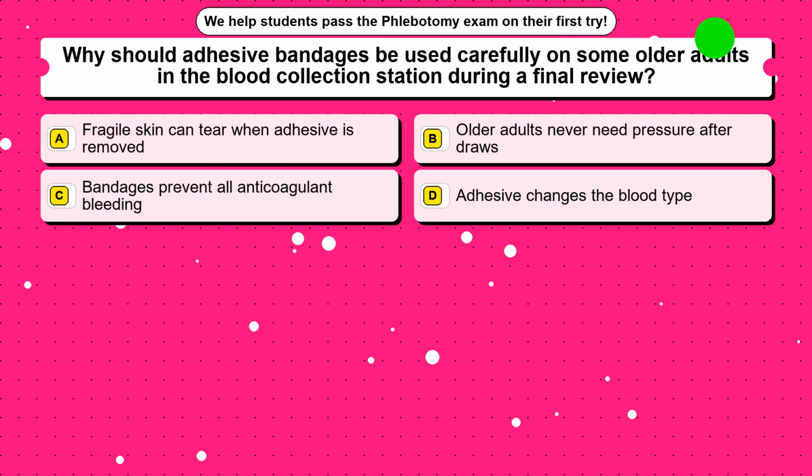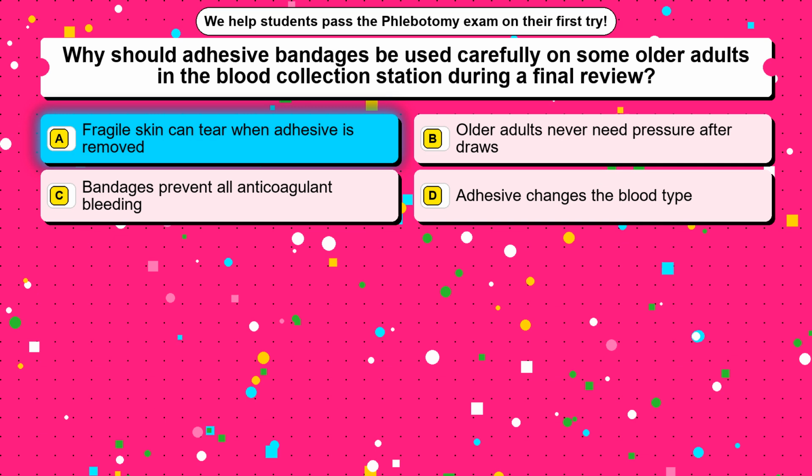Question 93. Why should adhesive bandages be used carefully on some older adults in the blood collection station during a final review? Option A. Fragile skin can tear when adhesive is removed. Option B. Older adults never need pressure after draws. Option C. Bandages prevent all anticoagulant bleeding. Option D. Adhesive changes the blood type.